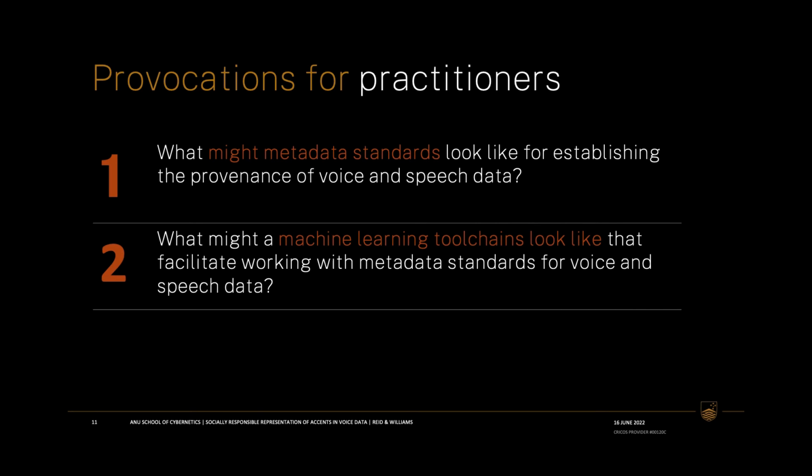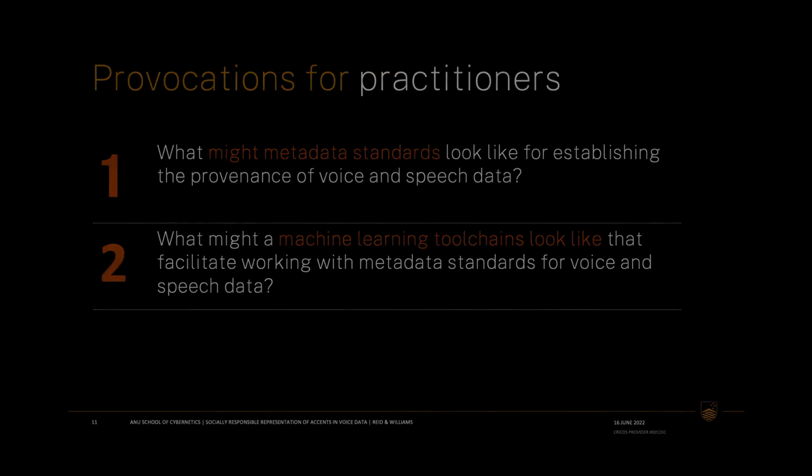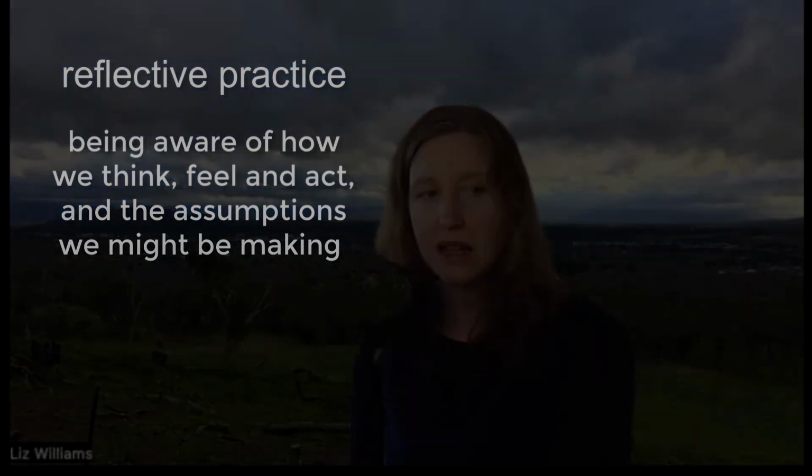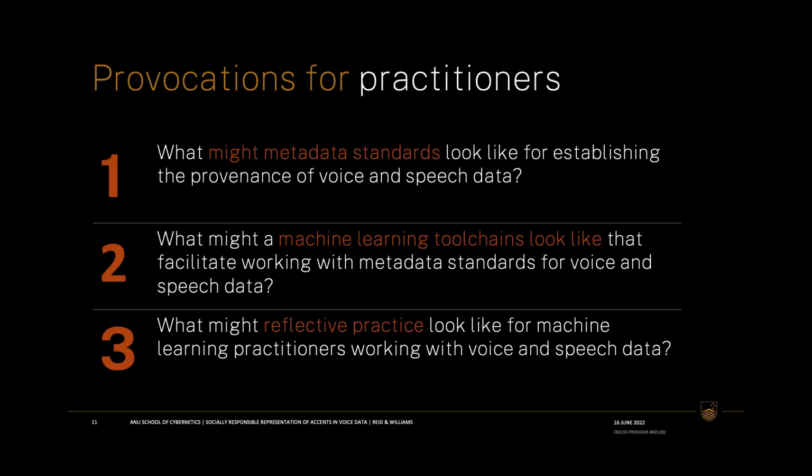Both of these provocations presuppose a commitment by the individual practitioner to understanding the provenance of data and making intentional data selection choices to reduce accent bias. Even with standards and toolchains available, the practitioner must appreciate the importance and consequence of bias and allow this to influence their work. This requires adoption of reflective practice. That is, being aware of how we think, feel, and act, and the assumptions we might be making. What might reflective practice look like for machine learning practitioners working with voice and speech data?